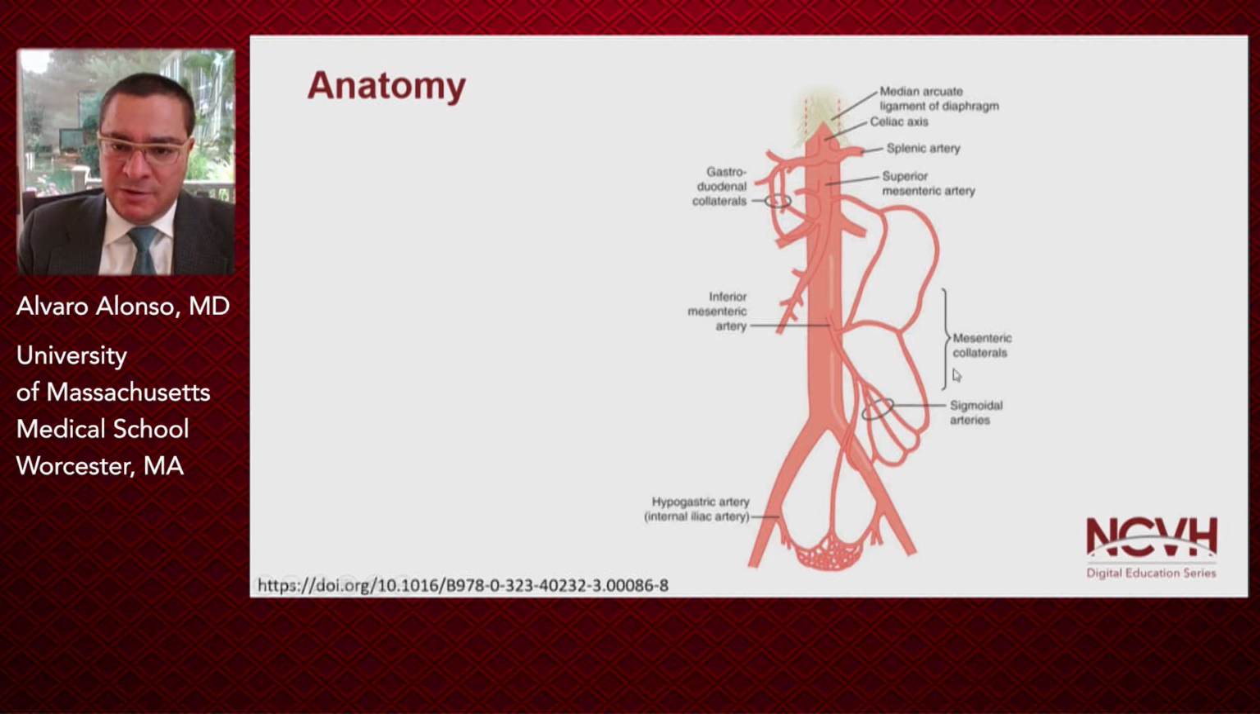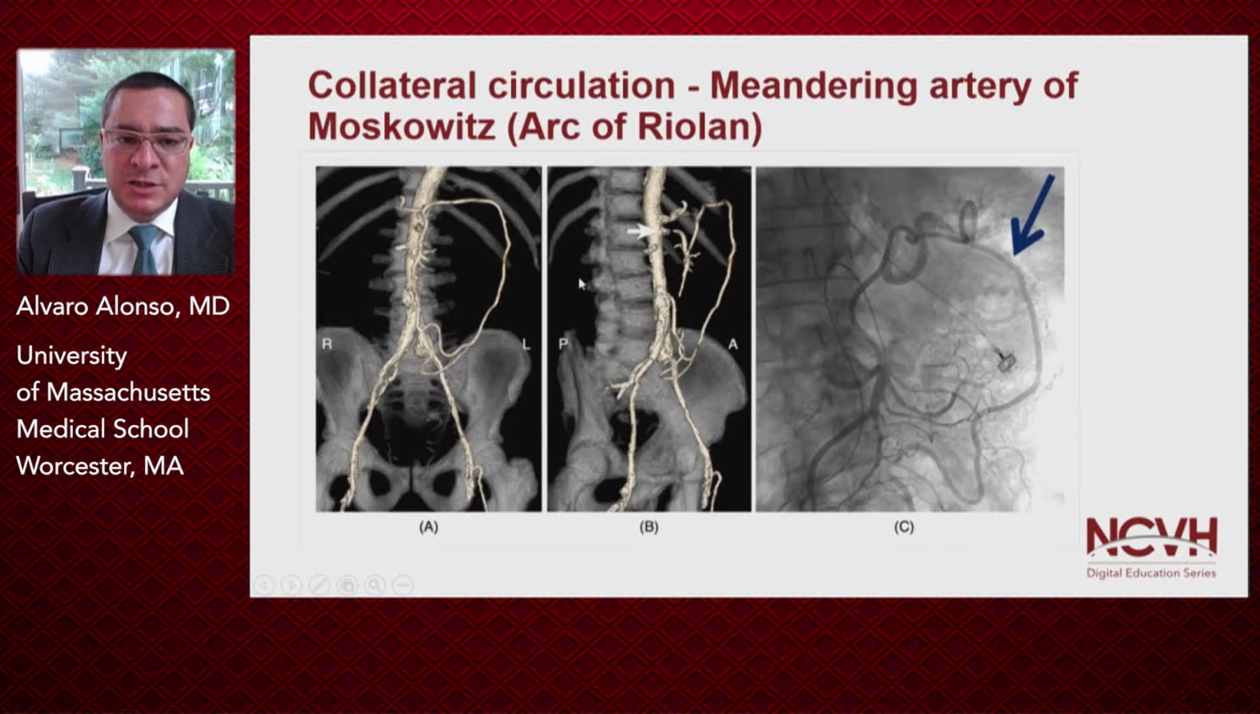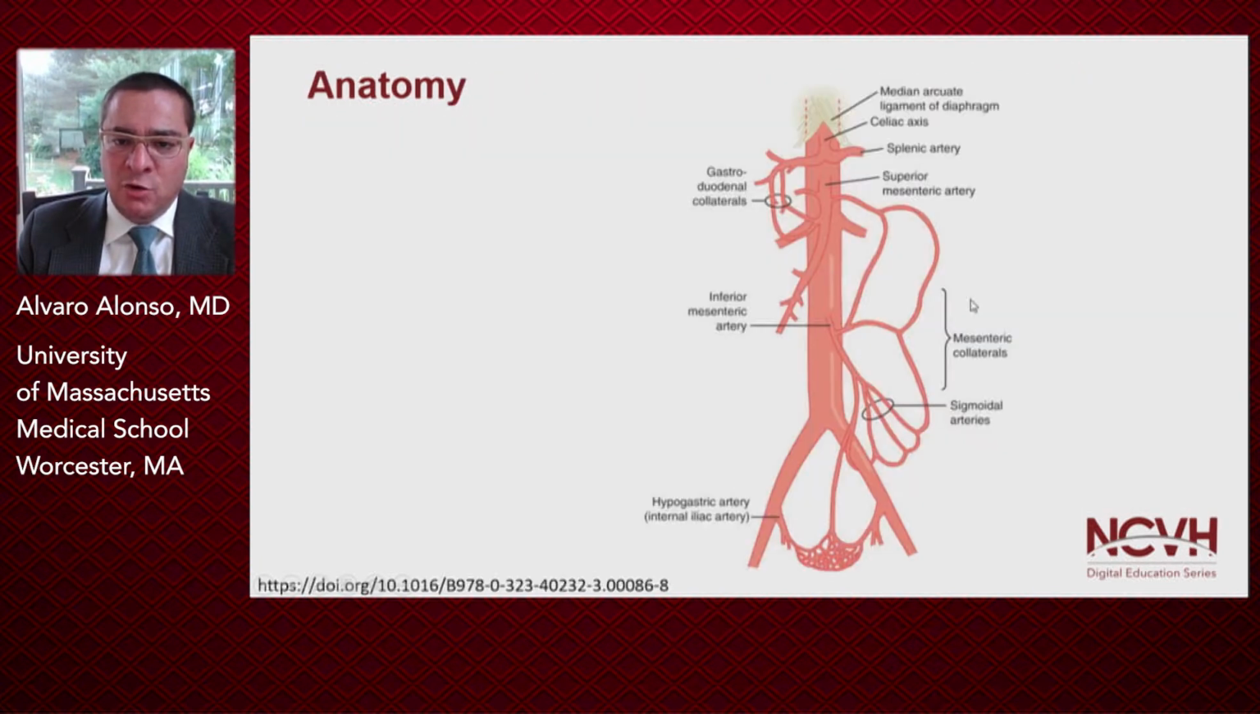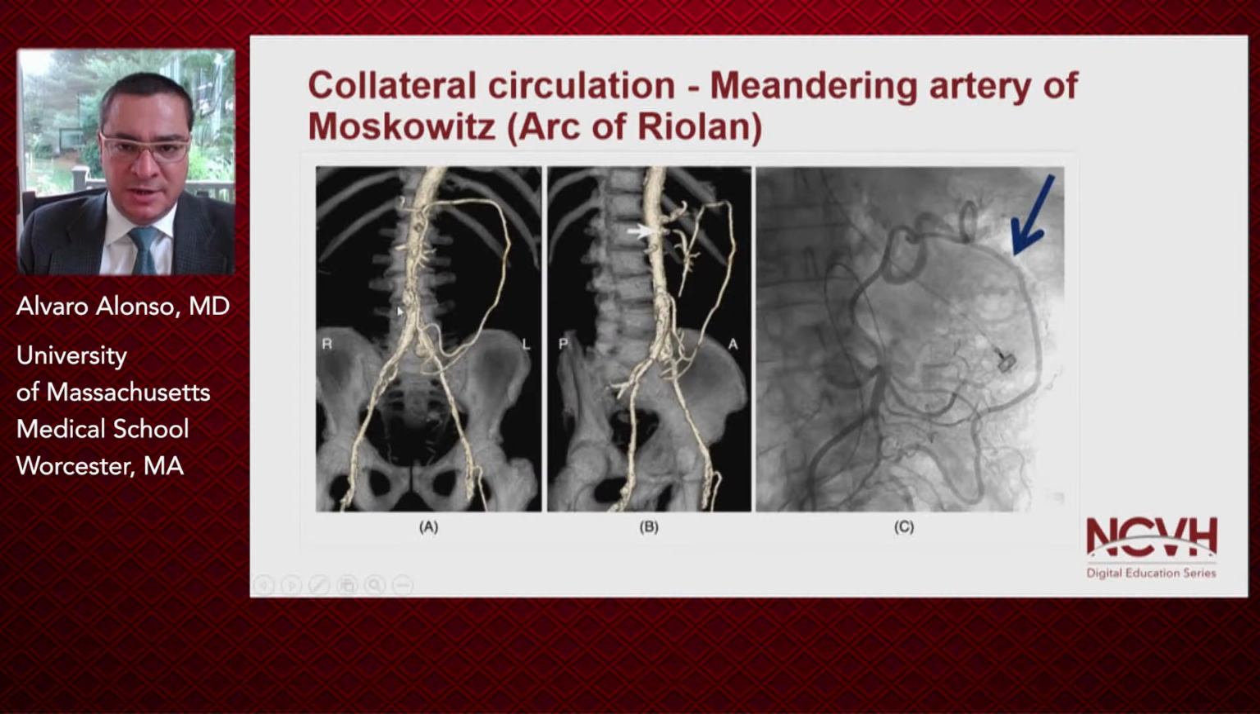There are multiple mesenteric collaterals and also anastomoses with the inferior mesenteric artery. The IMA arises approximately at the level of L2, L3, approximately 3 centimeters above the aortic bifurcation, and it's a much smaller artery in terms of caliber, but also provides significant blood flow to the sigmoid and other arteries. So these collaterals could be very important whenever there is a stenosis.